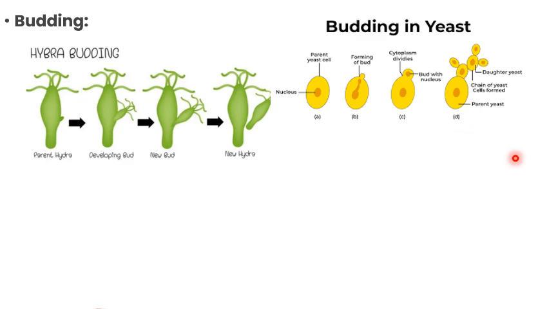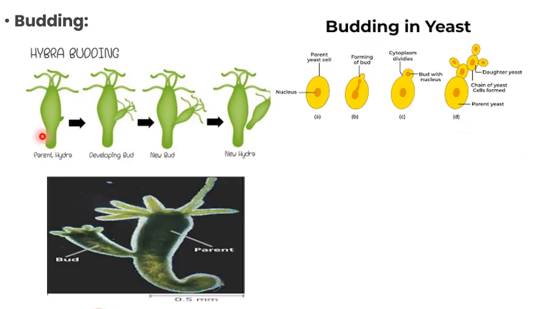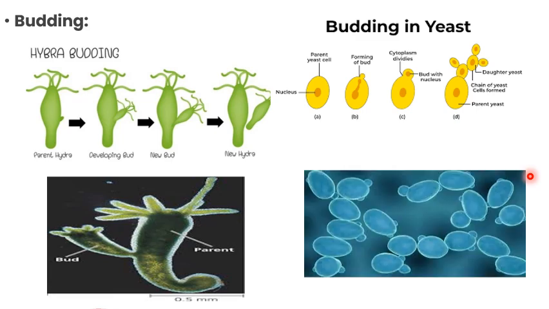This bud is initially very small. You can see here, the buds are very small in both pictures. This is hydra and this is yeast. These are yeast cells. So you can see a real picture of both species.